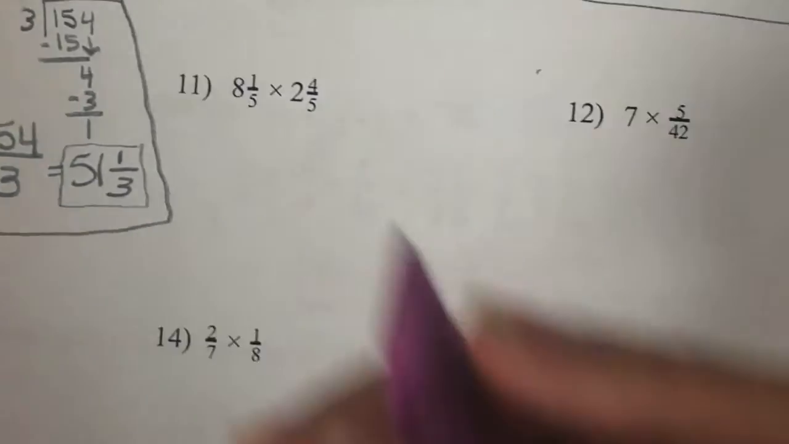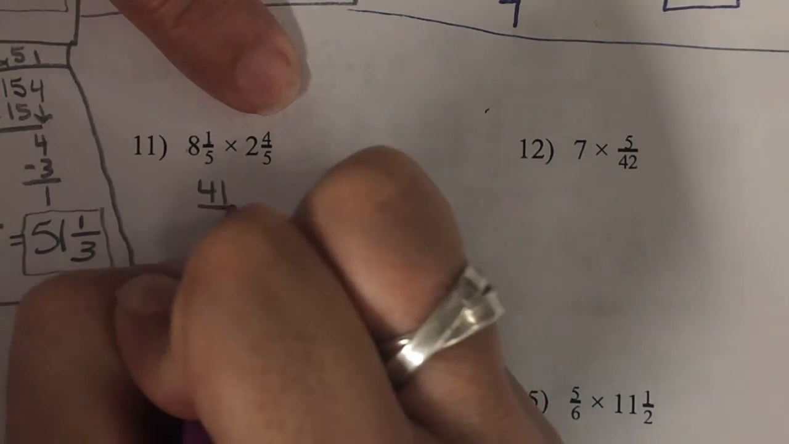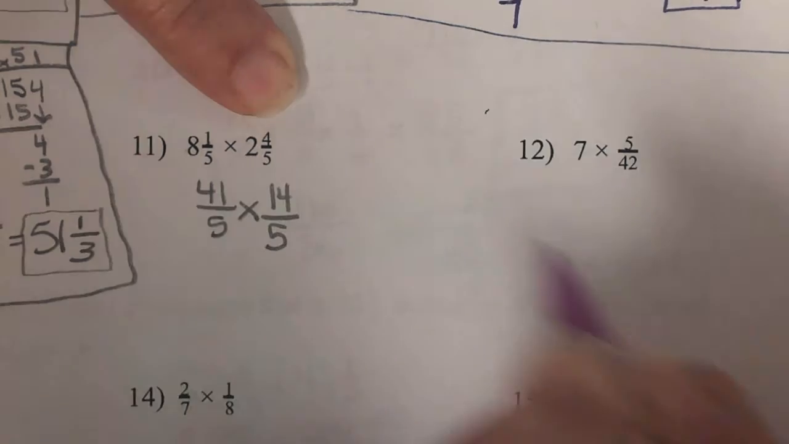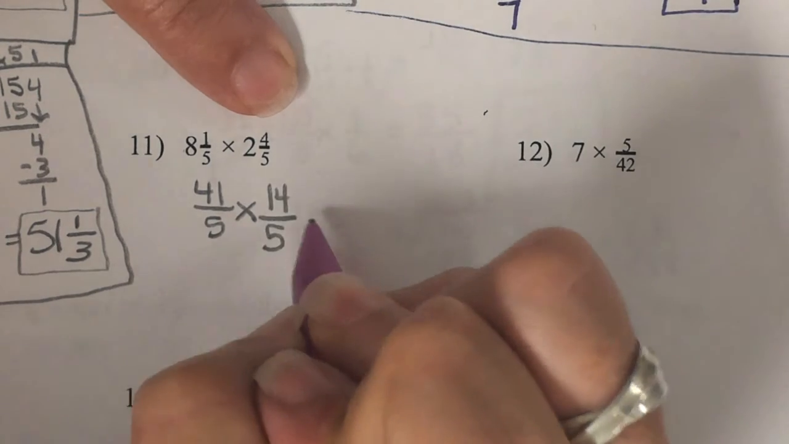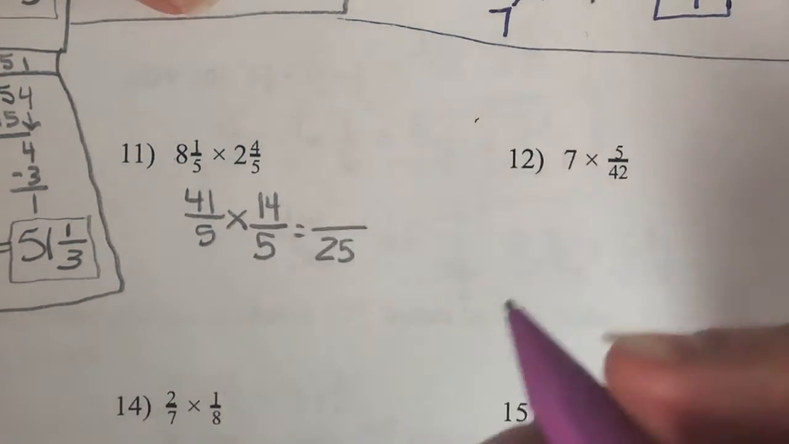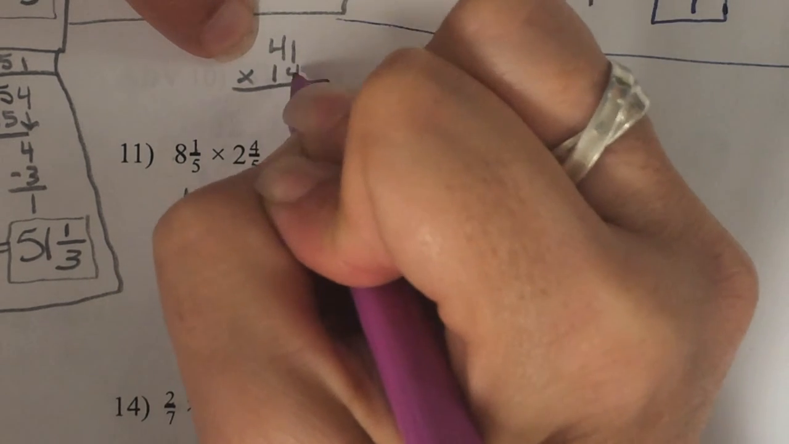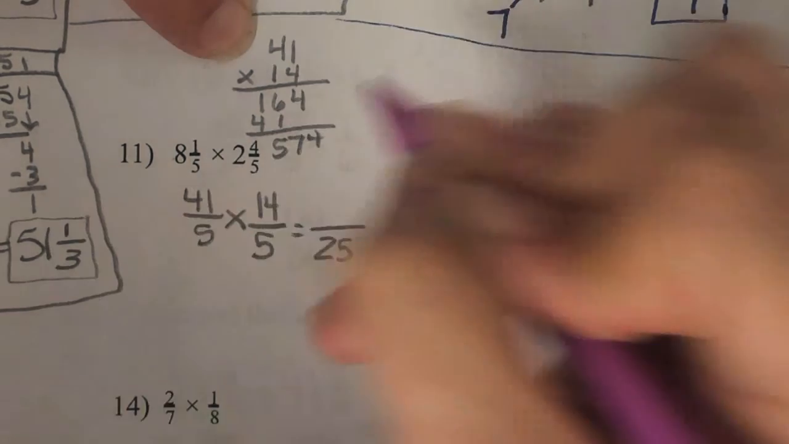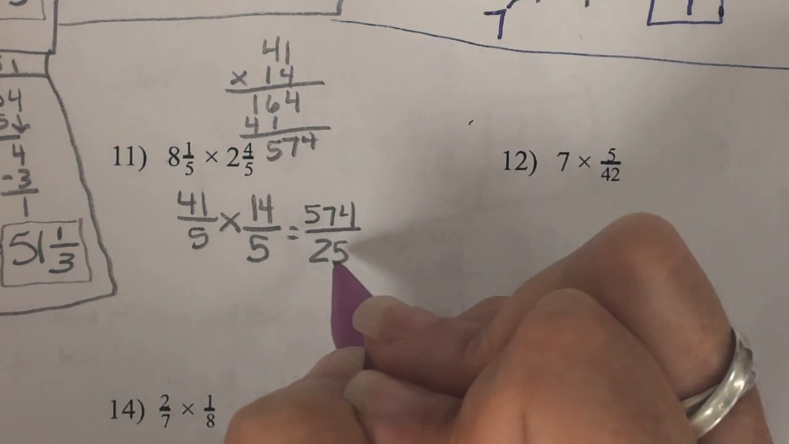Number 11, okay. I have, let's see, 40 plus 1, 41 over 5 times 14/5. Oof. Okay, this thing doesn't simplify either. Here we go. Got to go straight across. I get 25. Now, I do have to do 41 times 14. So I'm going to go up here, 41 times 14. Okay, so I got 574 over 25.